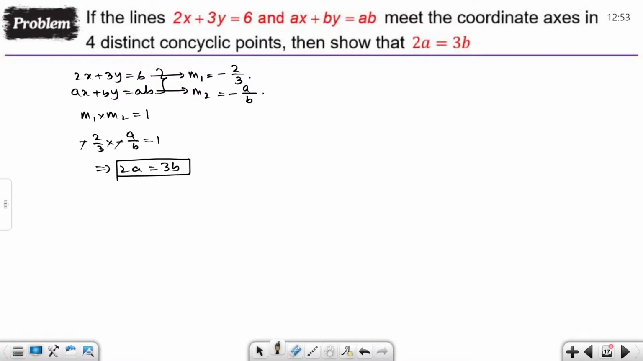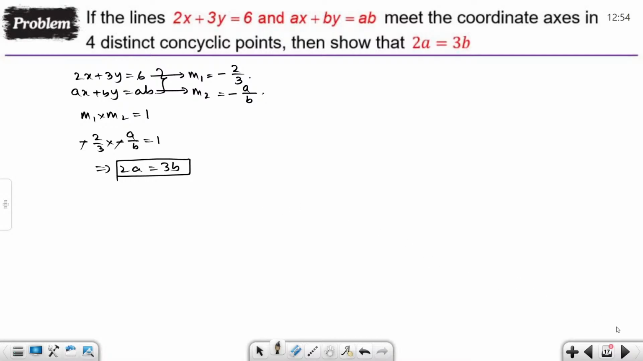The moment you have the information that when two straight lines intersect the coordinate axes at 4 distinct points which are concyclic, then the product of the slopes of those two straight lines will be equal to 1, you can solve this kind of problem in a fraction of a second. Okay? So I hope you have understood all the theorems and notes we have discussed so far in context to the Tangent Secant Theorem.